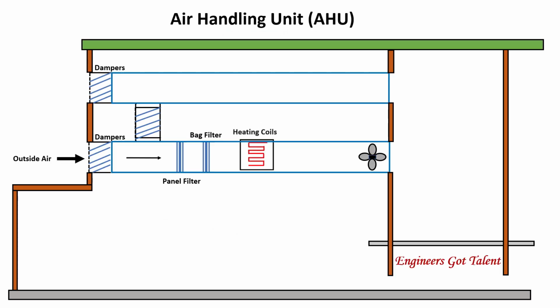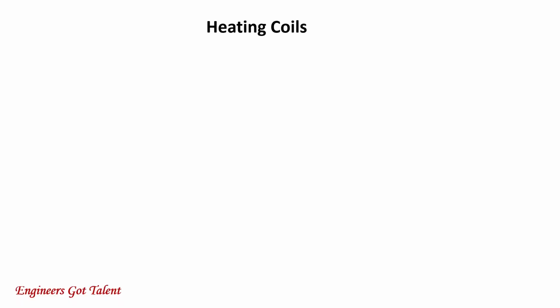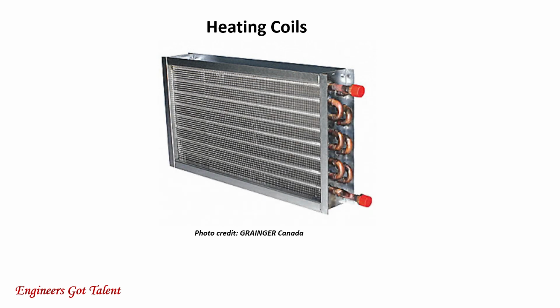The filtered air then moves on and passes through the heating coils for heating during winter or for some other heating purposes into the rooms. Inside the heating coils is the hot water supplied from the boiler. If the heater is not used, it is put offline. So this is a picture of the heating coils.